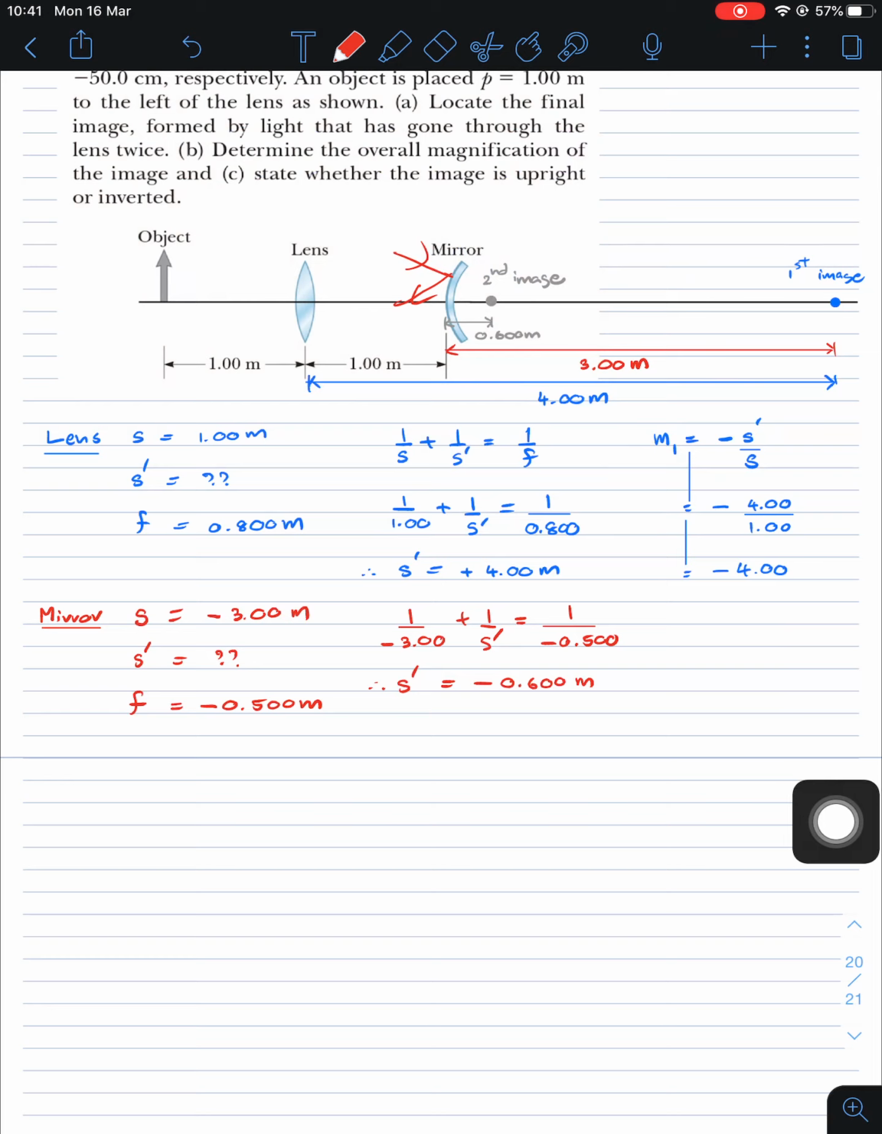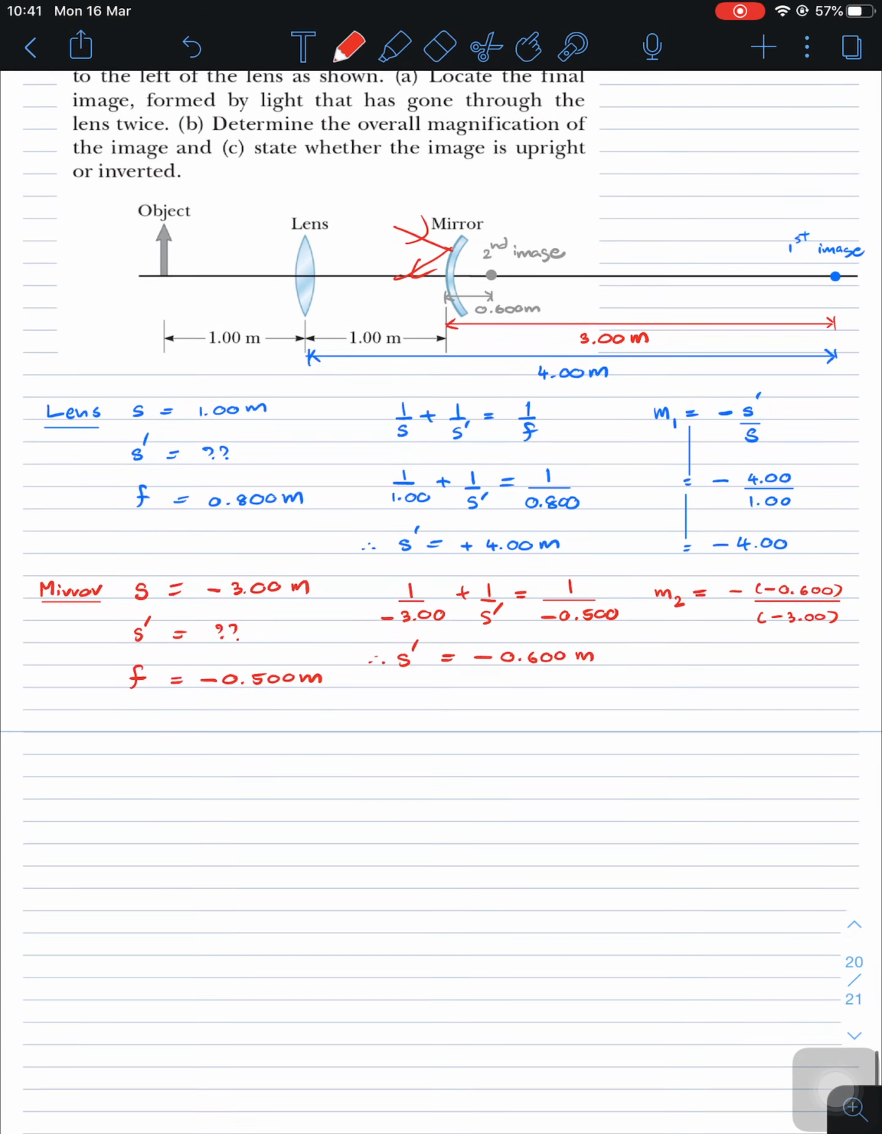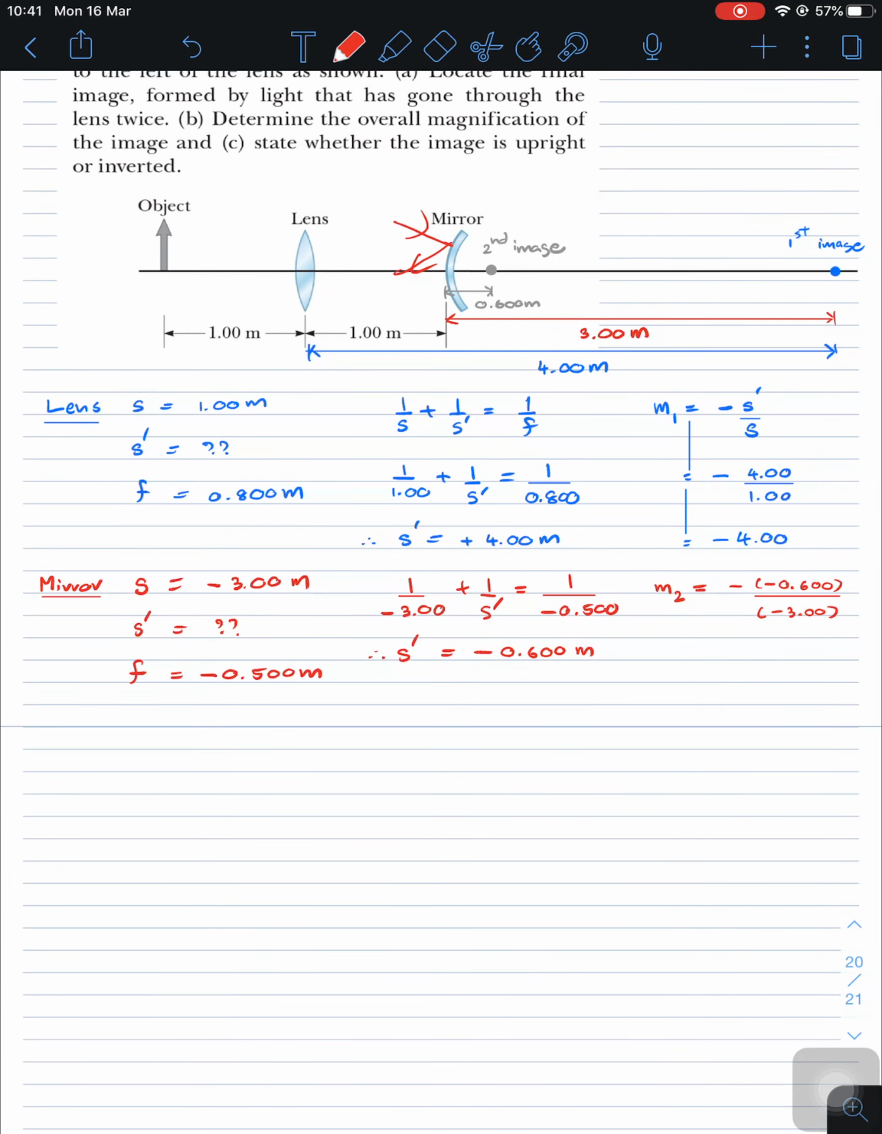Okay, so let's compute the lateral magnification from the mirror. We have minus S prime, which is minus 0.600, over S, which is minus 3.00. So we have M2 here equal to minus 0.200.